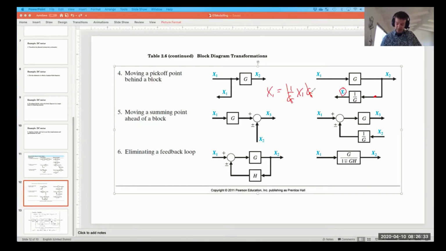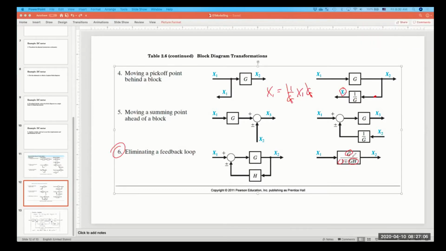Okay. And then here we can again move the summing junction either upstream or downstream of a block, provided that we accommodate that block in the feedback path here. And then rule number 6, this is the big E that we derived last lecture. I'm going to make repeated references to forward over 1 plus forward times feedback. That's how I'm going to be saying this rule number 6. Any questions here?